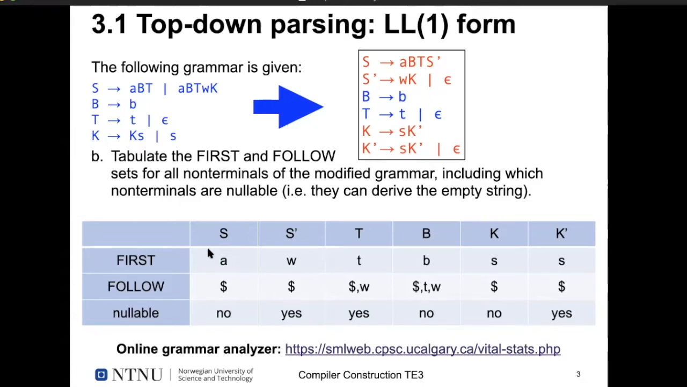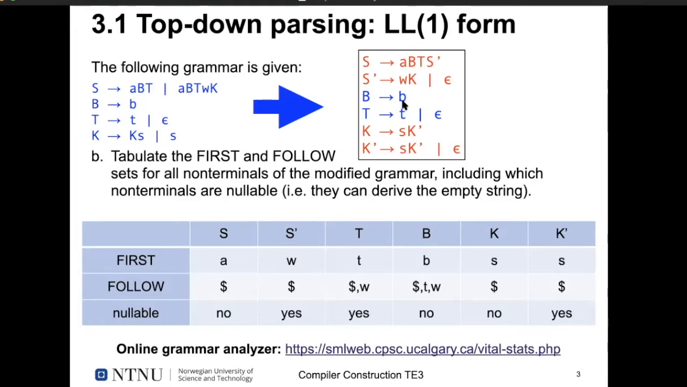So to find the first set for S, we'll take a look at all the productions for S. We only have one, and the first character for S is always an A, because this is our start production. For the newly introduced S prime, it's either an epsilon. Some textbooks actually would add the epsilon to the first set. We don't do it. We indicate this nullability. So we just say the first token of S prime is a W.